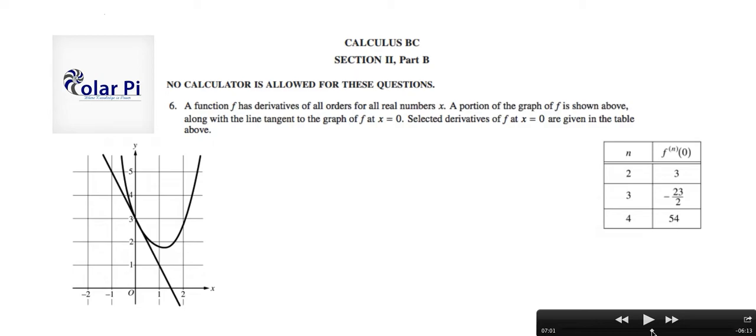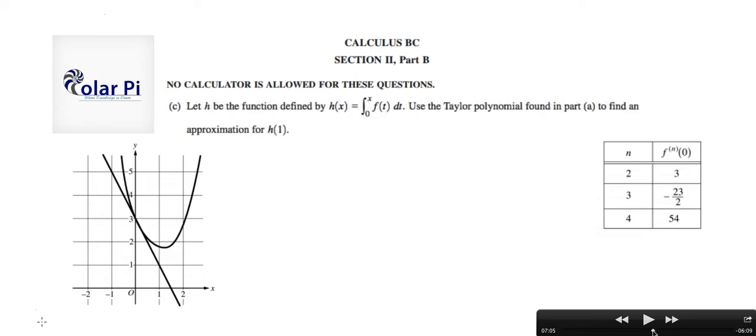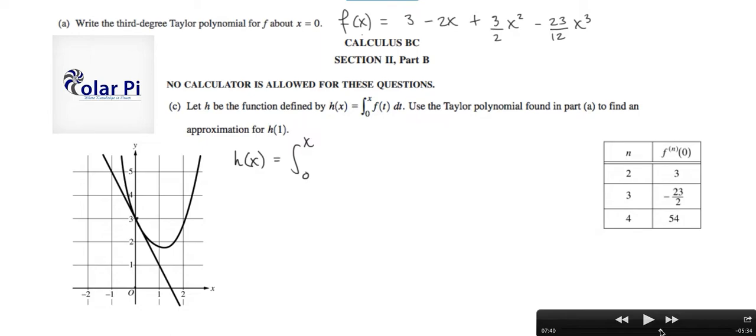All right, cool. And so part C says, let h be the function defined by the integral from 0 to x of f of t dt. And it says, use the Taylor polynomial, so the Maclaurin series we found in part A, to approximate h of 1. Okay, so we recall from part A that f was that, right?